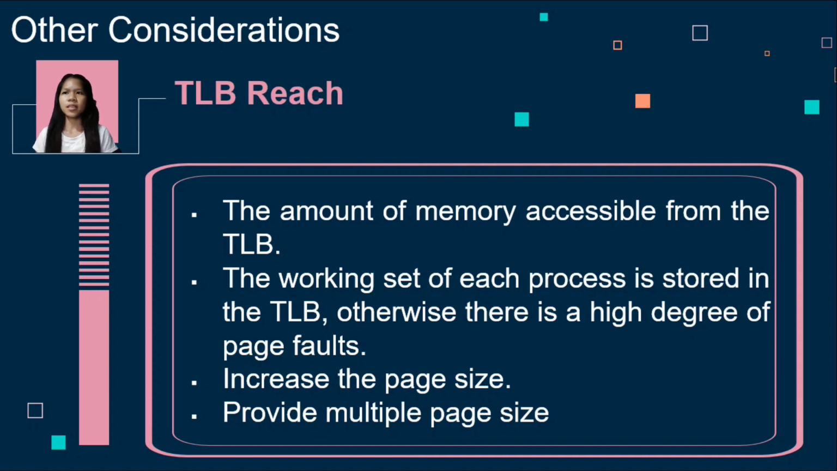Another approach for increasing the TLB reach is to either increase the size of the page or provide multiple page sizes. If we increase the page size from 8 KB to 32 KB, we quadruple the TLB reach. However, this may lead to an increase in fragmentation for some applications that do not require such a larger page size. Provide multiple page sizes. Providing support for multiple page sizes requires the operating system to manage the TLB.